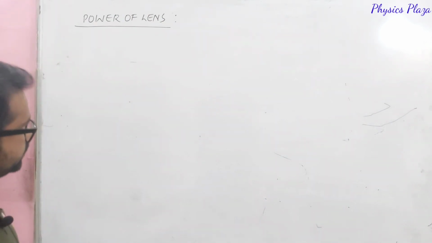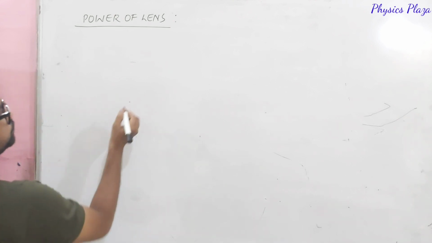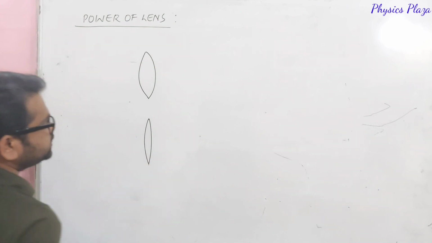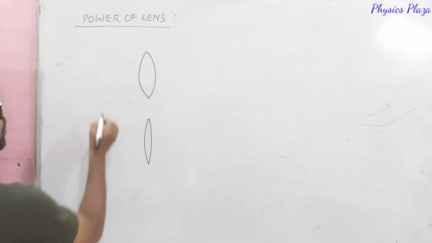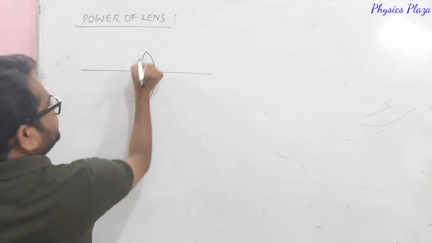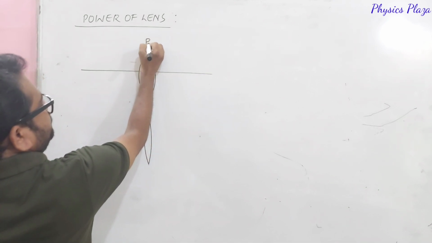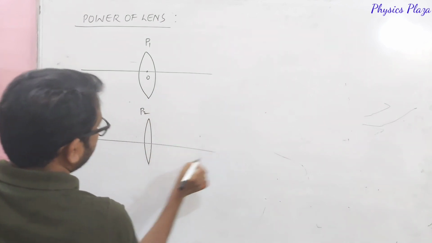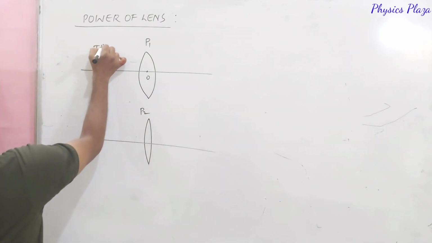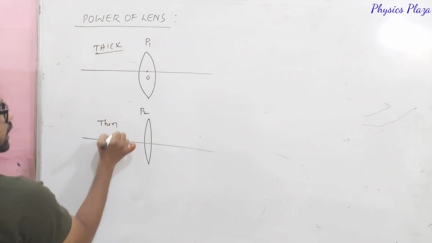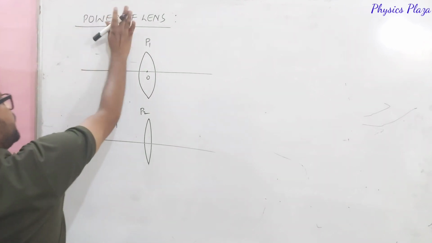To understand this, dear children, let us take a small example here. By seeing this you can understand: a thick convex lens and a thin convex lens. Let us say the power of this lens is P1 and the power of this lens is P2. Children, here it is thick and it is thin. And children, look here.